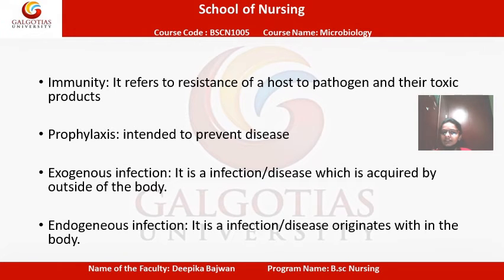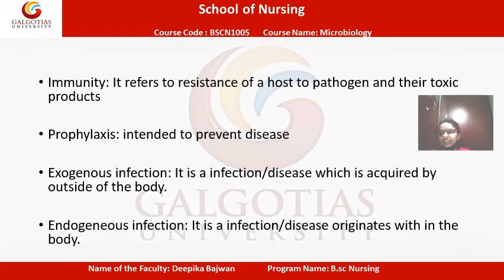Next we have prophylaxis. Prophylaxis means it is intended to prevent the disease, meaning before the occurrence of any disease condition we take a preventive action, we take a preventive measure. So that is known as prophylaxis. Like we can take an example of an immunization schedule. This is a very common example.